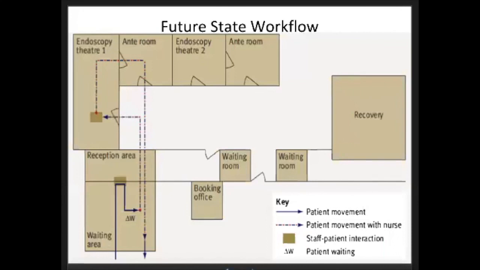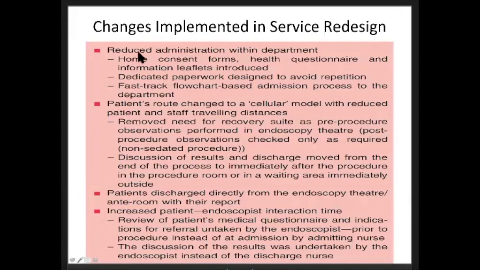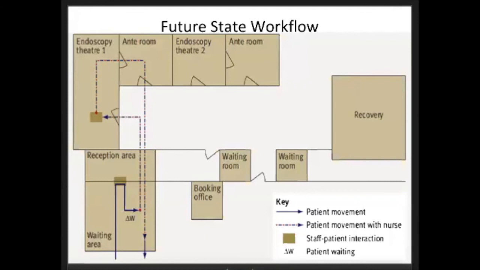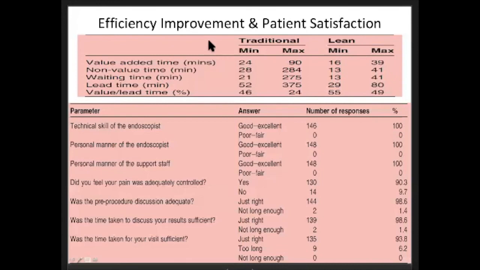And these are the things that they have done, right from reduced administration within departments. Patient's route has been changed to a cellular model, something which we saw in the rehabilitation hospital, the reading rehabilitation hospital case study. The kind of things that they were doing, something like a cellular model, the care pathway that they are trying to develop there. So this is their future state workflow. And once again, they emphasize the benefits in terms of value added time and other things.